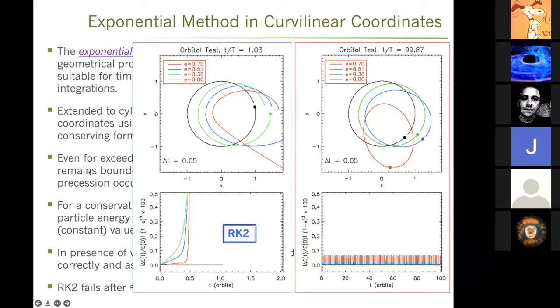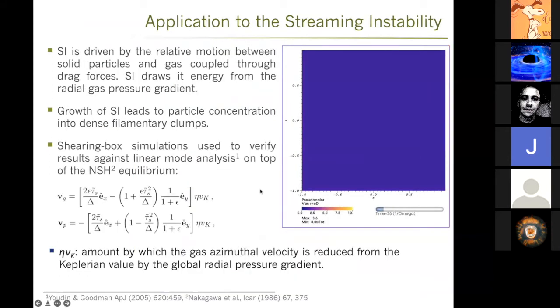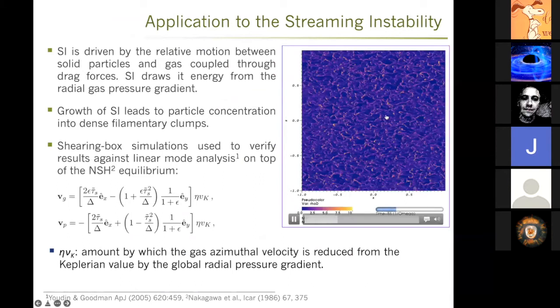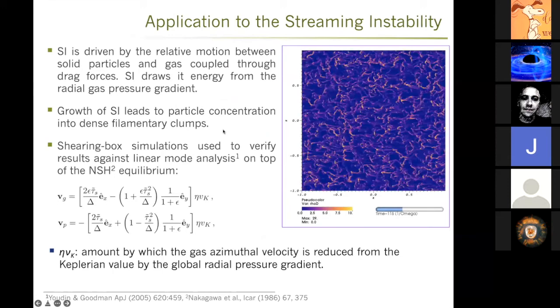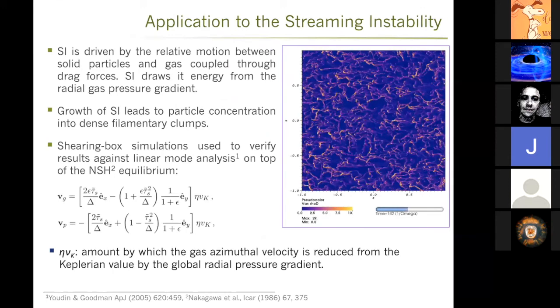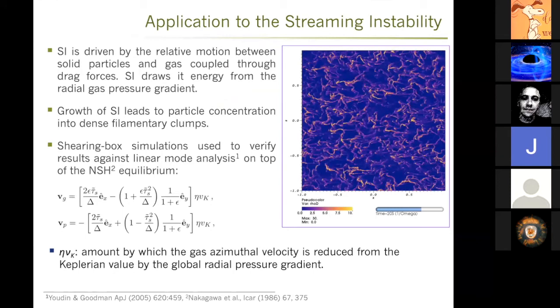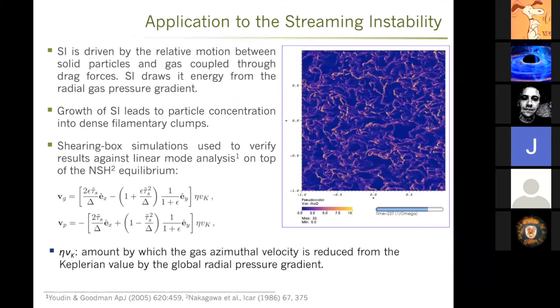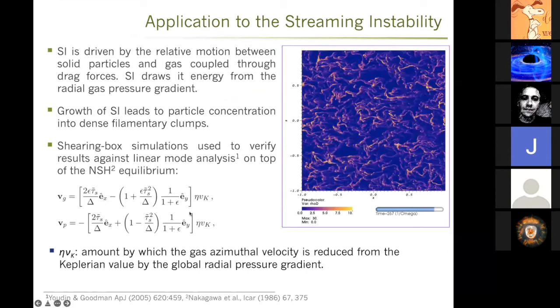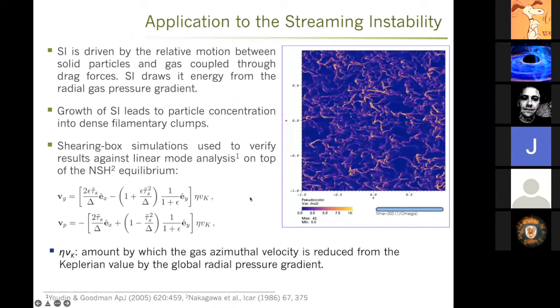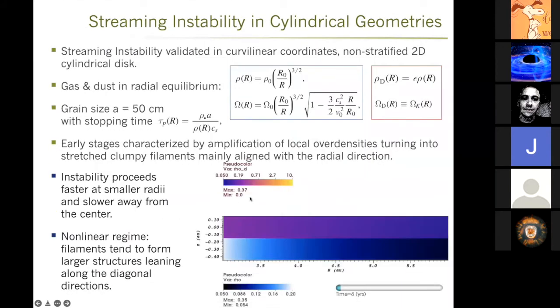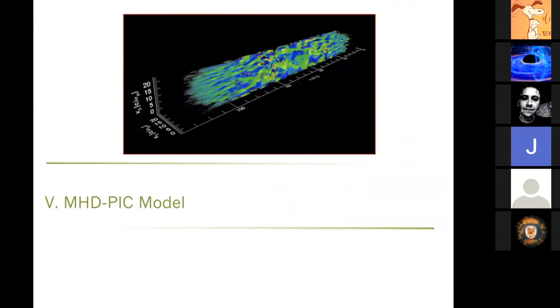Well, I don't know if somebody is interested in the streaming instability, but this is a typical instability for fluid, for dust fluid, which leads to very heavy concentration of dust, which can then cause fragmentation in the disk and the formation of planetesimals. However, this is not the subject of the talk, so if there are no objections, I will move on to the MHD-PIC model, because I see I already talked enough and there are still many things to say.